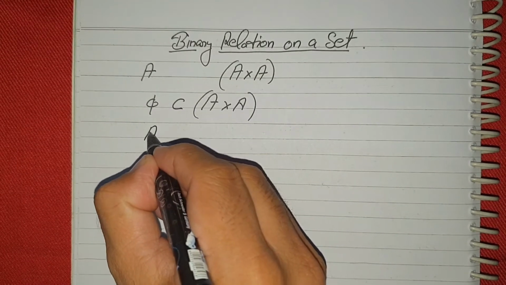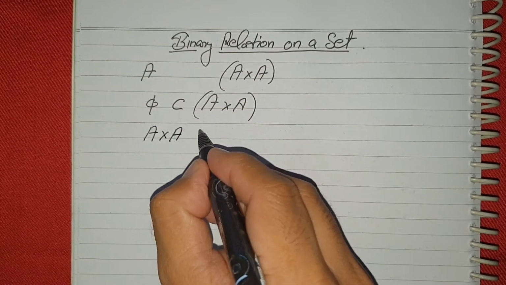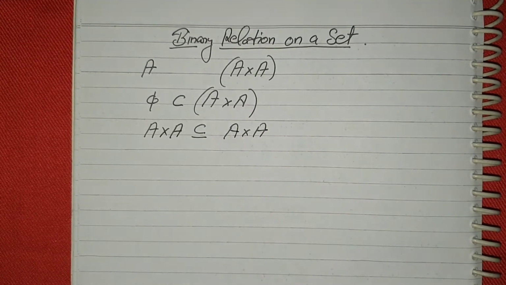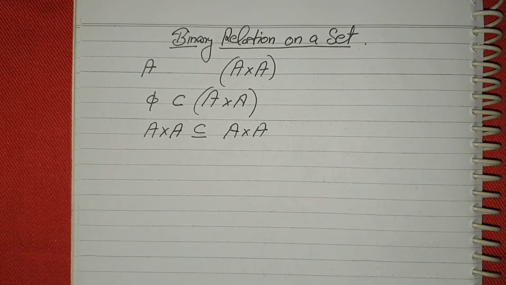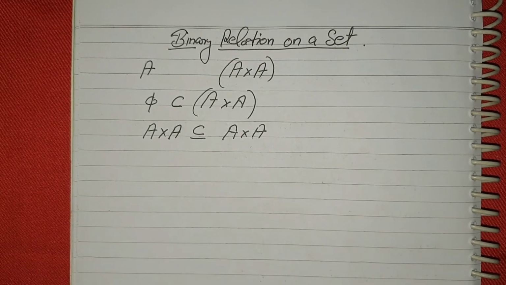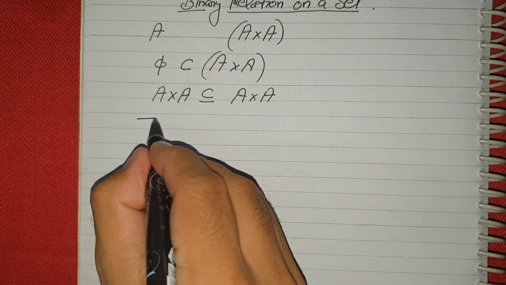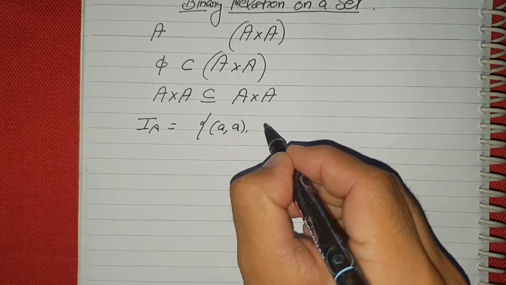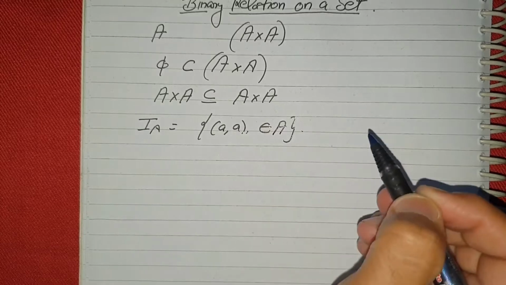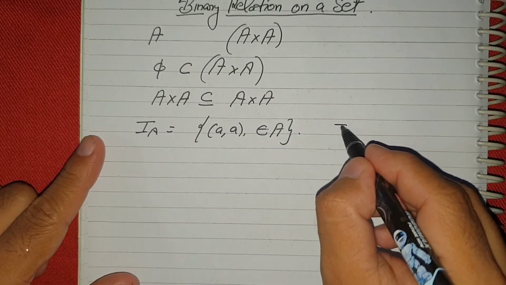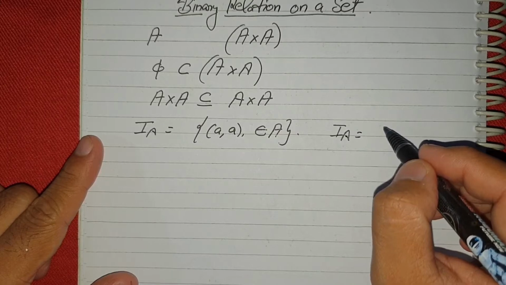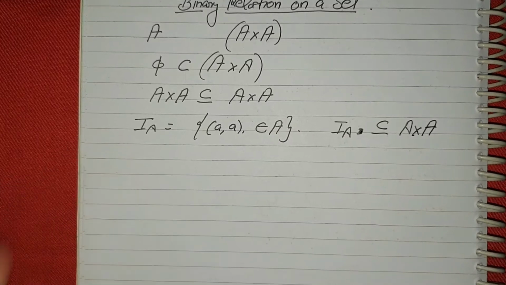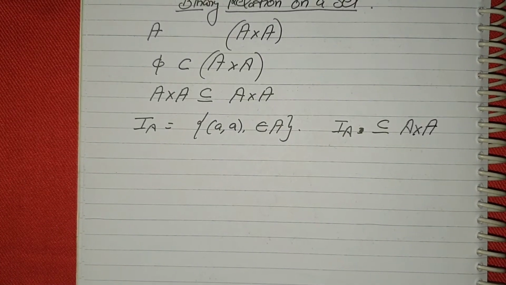Similarly, A cross A is a subset of A cross A. So A cross A is a relation on A called the universal relation on A. Similarly, if I_A is defined as {(a, a) such that a belongs to the set A}, clearly I_A is a subset of A cross A, and therefore it's a relation. It's called the identity relation on A.